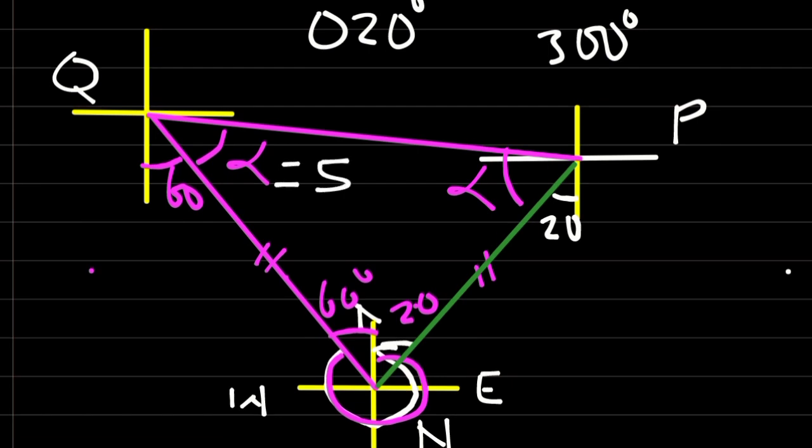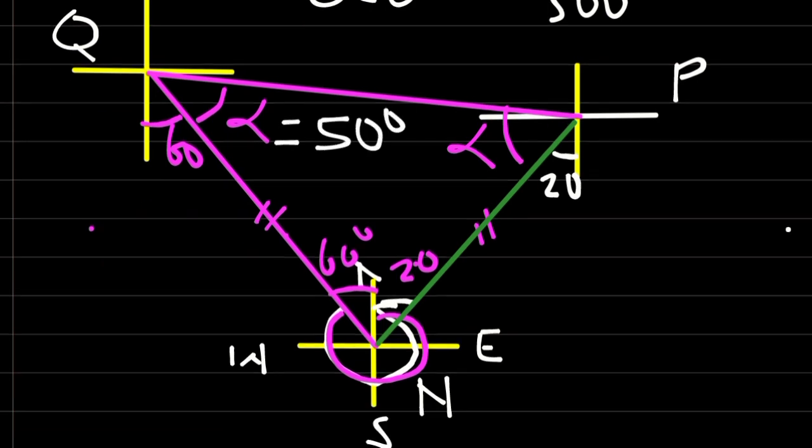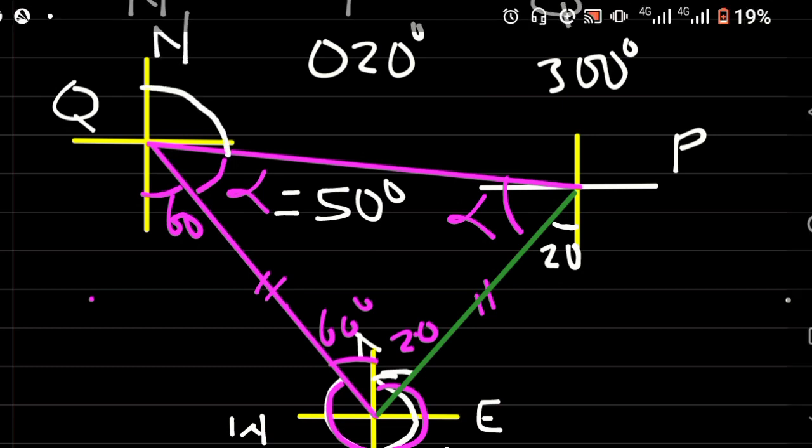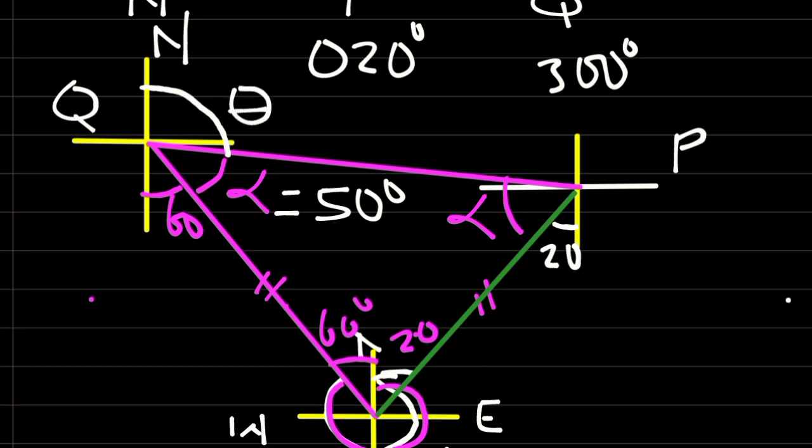If alpha is equal to 50 degrees, the question says we should calculate the bearing of P from Q. The bearing of P from Q will be the angle between the North Pole and the line connecting P and Q. Let's call the angle theta. But take a look at angle theta. Angle theta plus angle alpha plus angle 60 must give me 180.